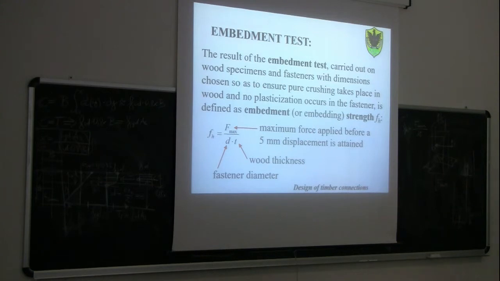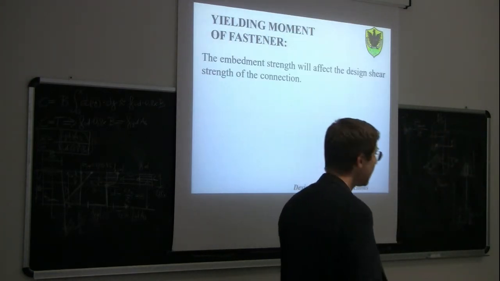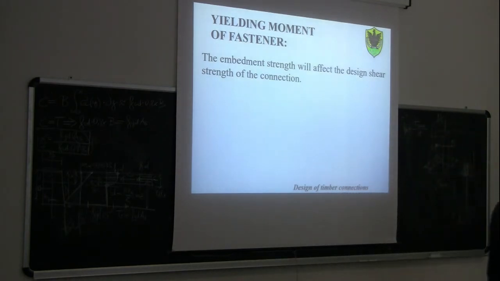Then, since the fastener is made of a plastic material like steel, another failure mode may occur. The steel fastener may itself plasticize. So rather than having the plasticization of the wood at the interface with the steel, we can also have the plasticization of the dowel itself.